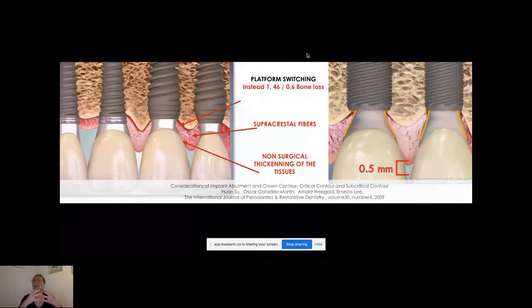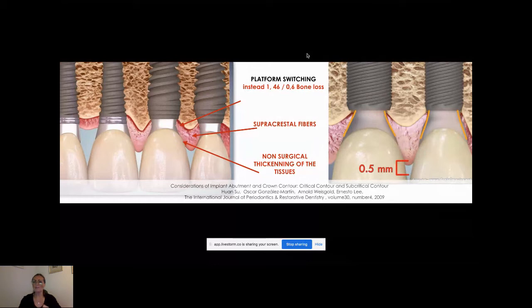Today, we have platform switching design of the implants, which offers less bone loss than a conventional design. We have only 0.6 bone loss instead of 1.46. Then we have a much greater amount of supracrestal fibers because we didn't lose the bone, and because we took care of the implementation of the soft tissue thickness and height.